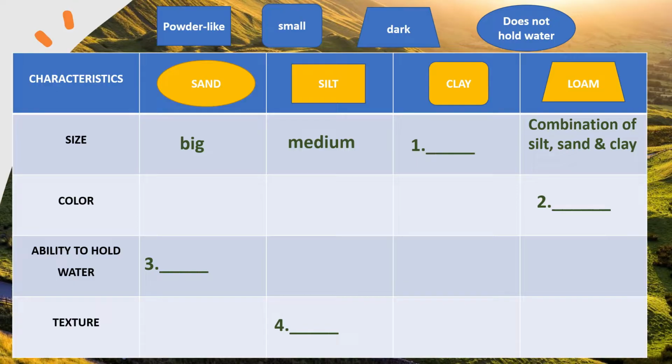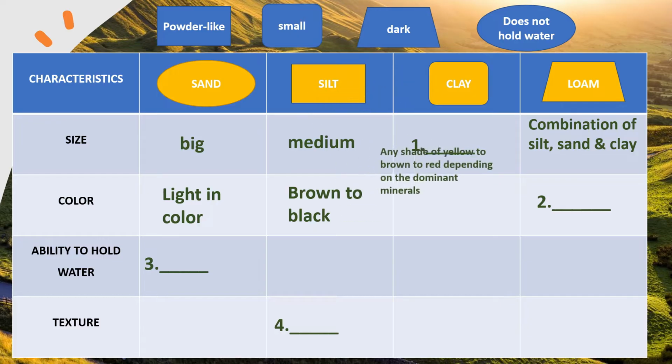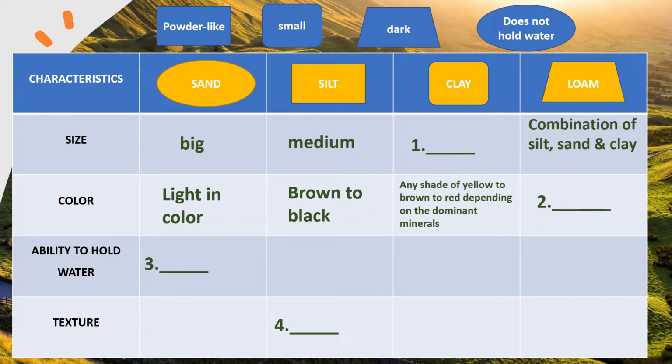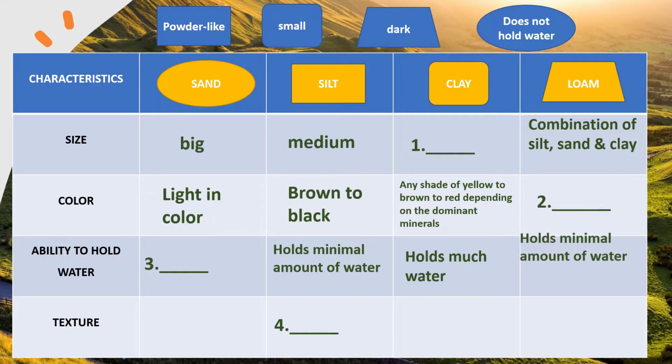Loam is the combination of silt, sand, and clay. The color of sand is light in color. The color of silt is brown to black. The color of clay is any shade of yellow to brown to red depending on the dominant minerals. And what is the color of loam? Ability to absorb water or to hold water. Sand. How about silt? Silt holds a minimal amount of water. Clay holds much water. And loam holds a minimal amount of water.